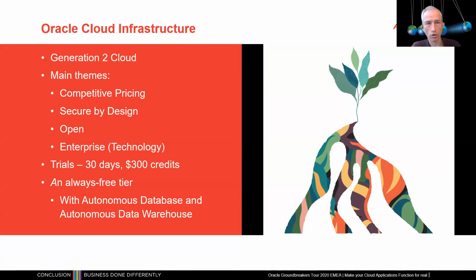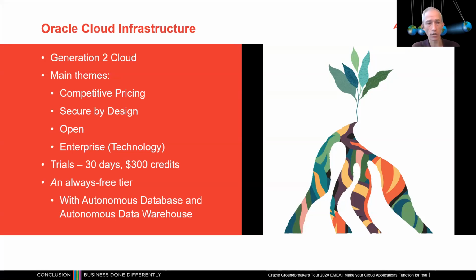So what about Oracle Cloud Infrastructure? It's the Generation 2 cloud, and we probably all know that Generation 1 Oracle Cloud was not a big success. Oracle Cloud Generation 2 is doing much better. Its main themes: attractive pricing, secure by design, open, so not proprietary technologies or not only proprietary technologies, and if there are any, open them up by public APIs.